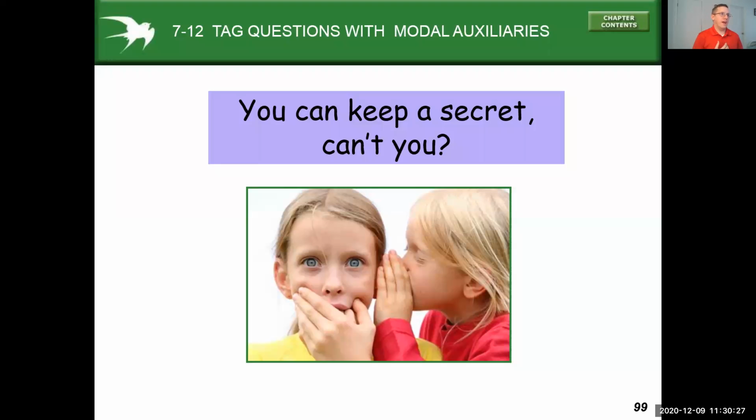In this video, we're looking at the Azar-Hagen Fundamentals of English Grammar, 4th edition, page 199. We're in chapter 7, Modal Auxiliaries, and we're looking at section 12, tag questions with modal auxiliaries. For example, you can keep a secret, can't you? Here we see the modal can, the tag can't you. Let's look at some examples.